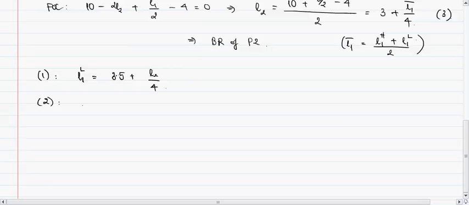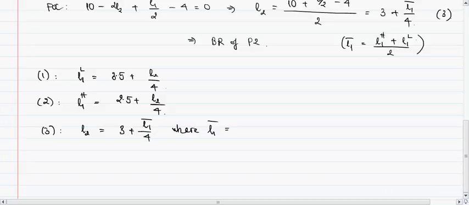The second equation is the best response function for player 1, given that he is having a high cost, and that's going to be equal to 2.5 plus L2 divided by 4. And the third equation is the best response function for player 2, which is equal to 3 plus L1 bar divided by 4, where again L1 bar equals L1H plus L1L divided by 2, which is the average between the numbers of hours chosen by the low cost and the high cost player 1.